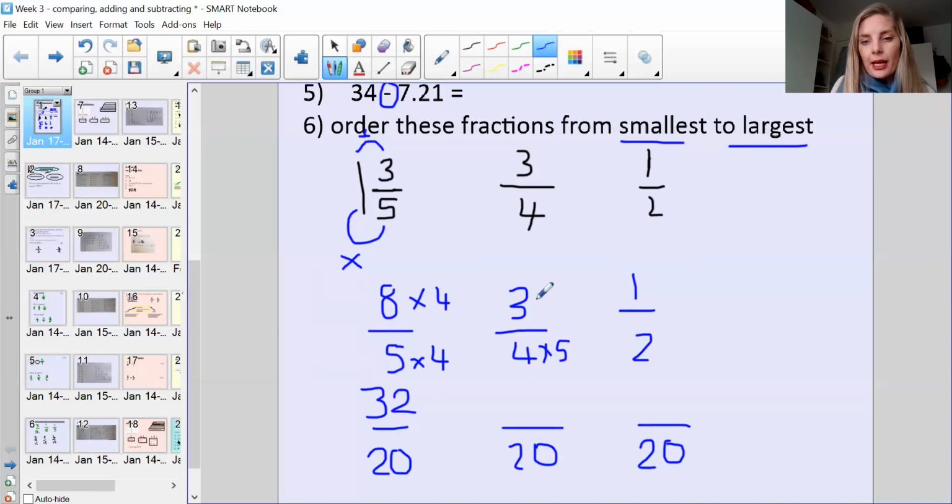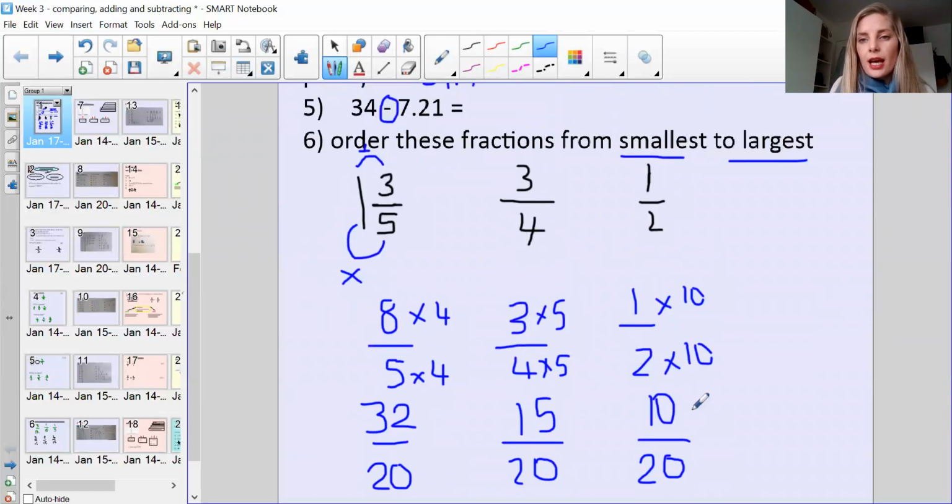I multiplied it by 5 to get 20. So I need to multiply the 3 by 5. I get 15/20. And what I do to the 2 to get 20, I multiply by 10. So with the 1, I need to also multiply it by 10, and now I get 10/20. And now that I have all these fractions, I can then decide which is the smallest to the largest.